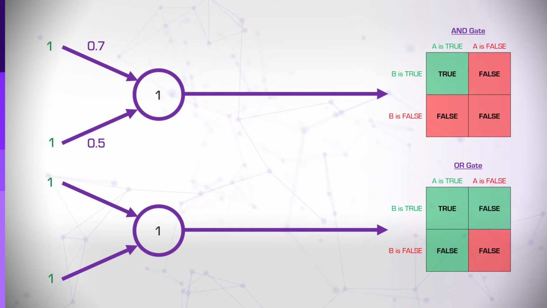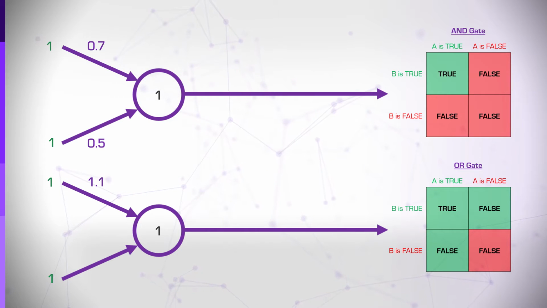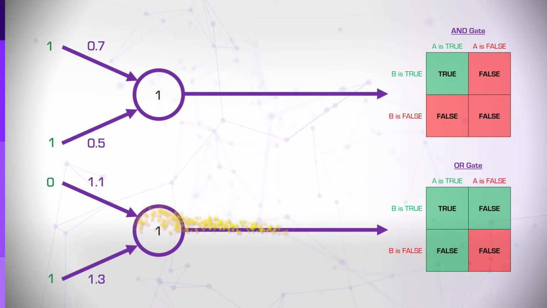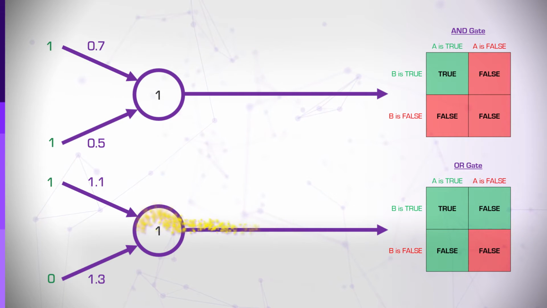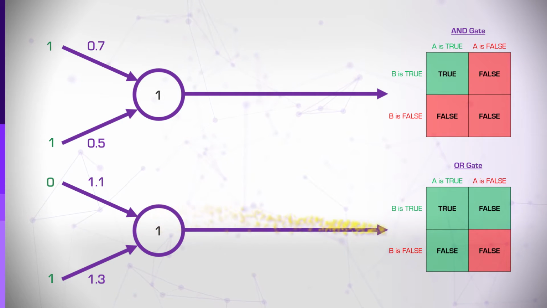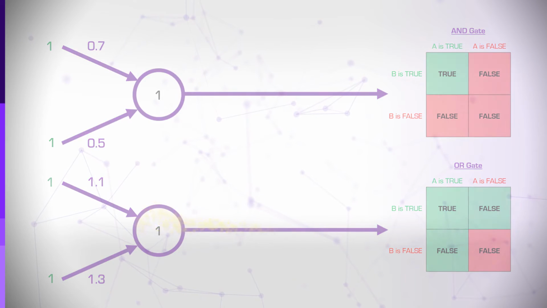First, we increase the strength, the weight, of these synapses, let's say to 1.1 and 1.3. Now, it's enough that only one input will be 1 for this neuron to fire. It could also be that both of them will be 1 for this neuron to fire. But it's not possible for none of them to have 1. This is exactly the OR gate.